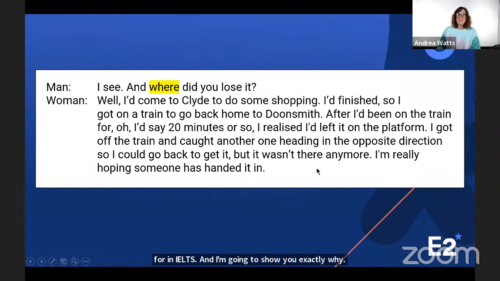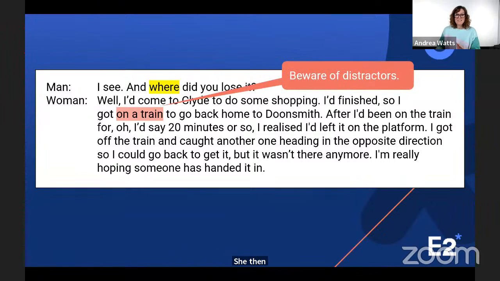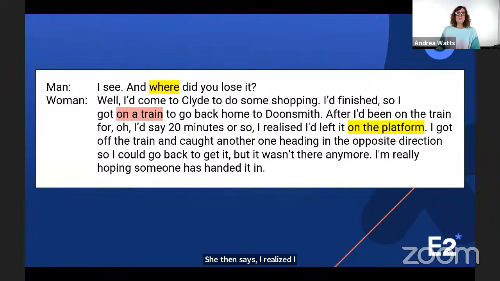So he says, where did you lose it? And then she goes into this big story. I'd come to Clyde to do some shopping. I'd finished, so I got on a train to go back home to Doonsmith. And when you're in the test, you might think, on a train, and write in your answer and think it's finished. But no, you must keep listening in IELTS until they finish talking about the topic. She then says, I realized I'd left it on the platform.